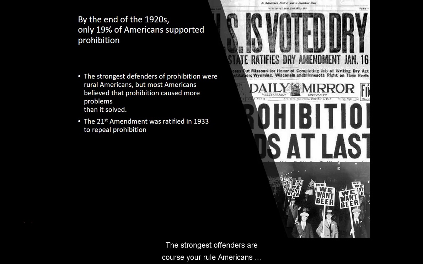The strongest defenders are, of course, your rural Americans, your people that are living in the country, working their farms. But most Americans start to see that prohibition is the cause of most of the problems that are happening, not a solution for them. And so the 18th Amendment becomes the only amendment to ever be repealed or taken away when the 21st Amendment is ratified in 1933.